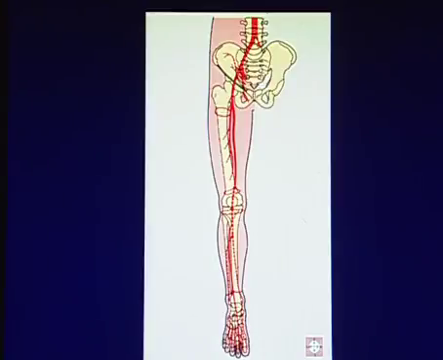We begin here at the aorta, which bifurcates into the common iliac arteries. The common iliac arteries extend through the pelvis and then bifurcate again into the external iliac artery and the internal iliac artery, which used to be called the hypogastric artery. Once we move below the inguinal ligament, which is this green line here, the external iliac artery is now called the common femoral artery.